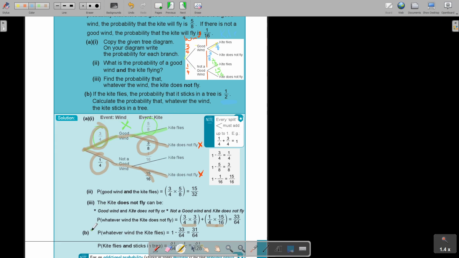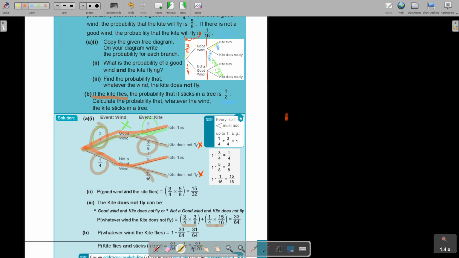Okay. Now, whatever the wind, the kite, okay, first find whatever the wind, the kite flies. So if the kite, this is very important. If the kite flies, where is the kite flying? Can you see? So I can see that the kite is flying here. And the kite is flying here. But I already have this brown. So I can say 3 over 4 multiply 5 over 8 plus 1/4 multiply 1 over 60.